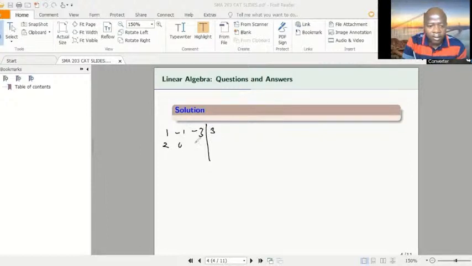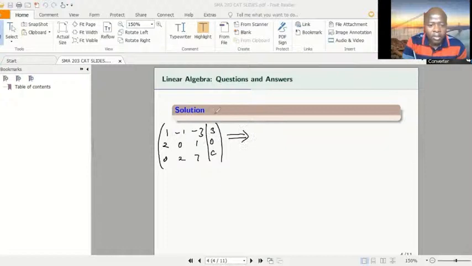0x and then 1z is 0. Then lastly I have 0, 2, and 7. Then c. Let me reduce this to echelon form.